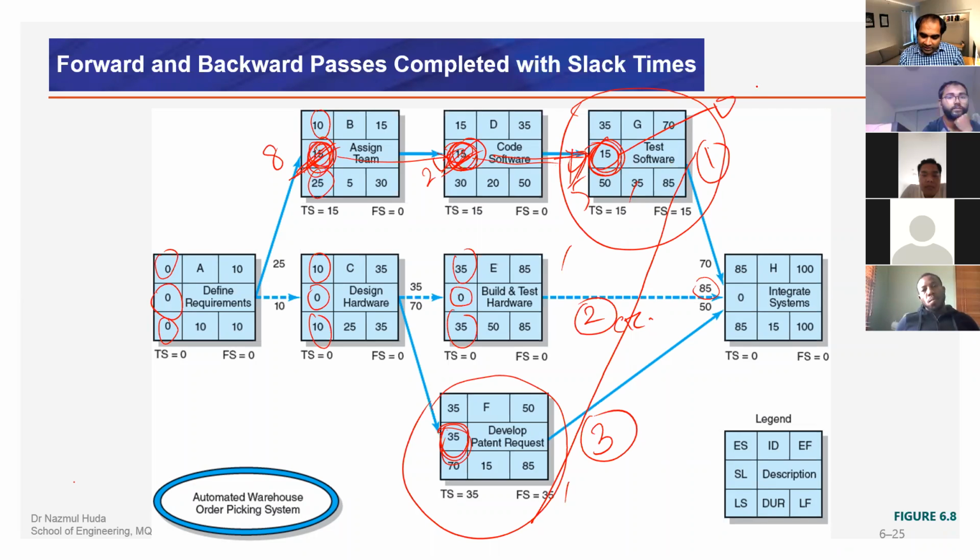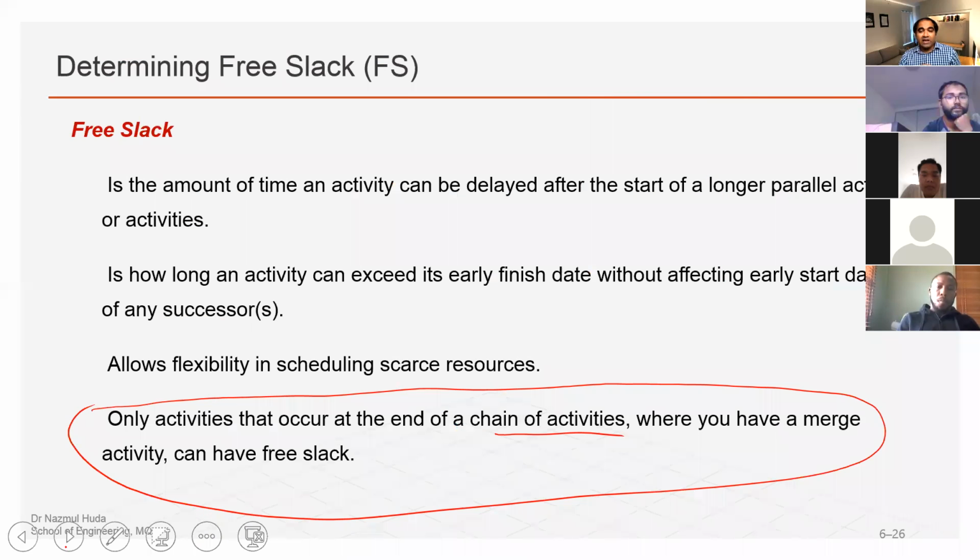So this will be changed into 5. 5 days will be the free slack at the end of chain activity. So free slack is, in the very last activity of any chain, the amount of balance we have out of the total slack is known as the free slack. All right.